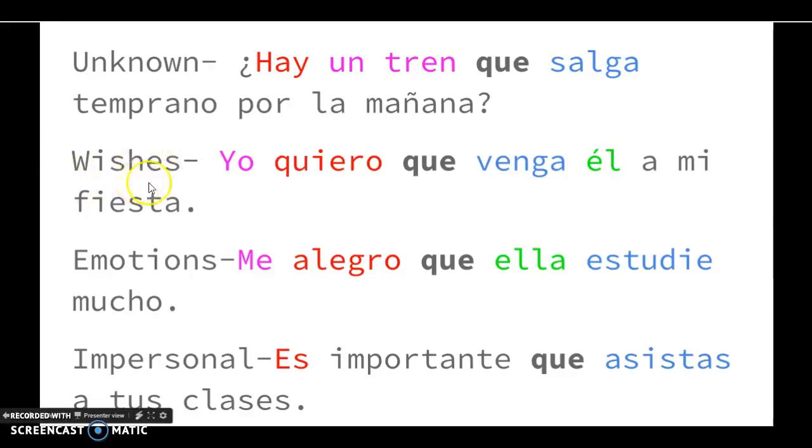Then we have wishes. Yo quiero, which is indicative, and here's our subject, yo. Que venga él a mi fiesta. You wish, you want that he comes to your fiesta. So here's our second subject. And venir in the yo form, vengo. So we do venga, vengas, venga, and so on.